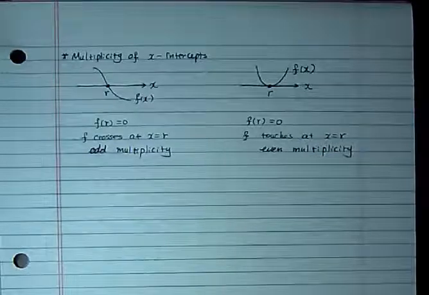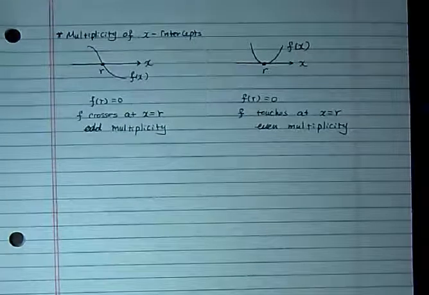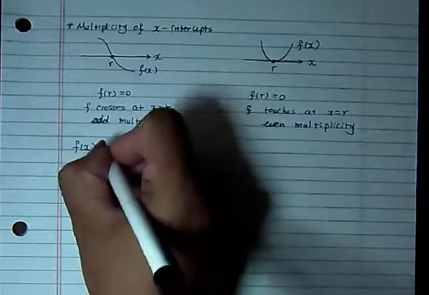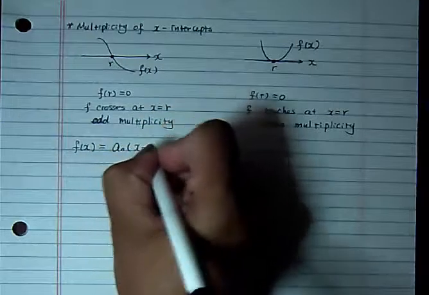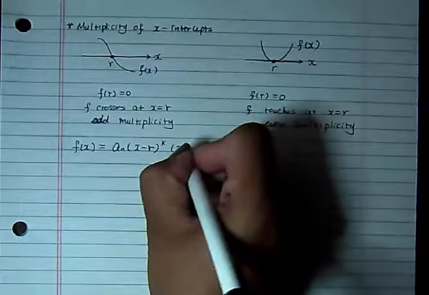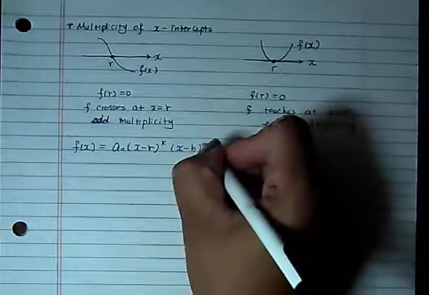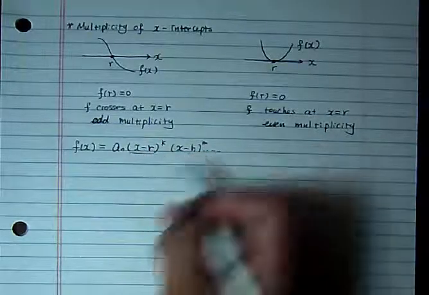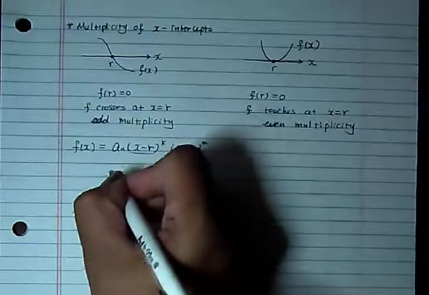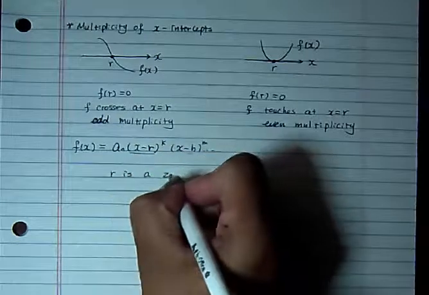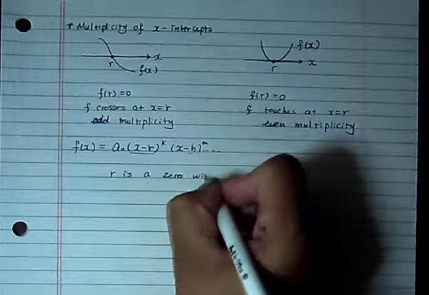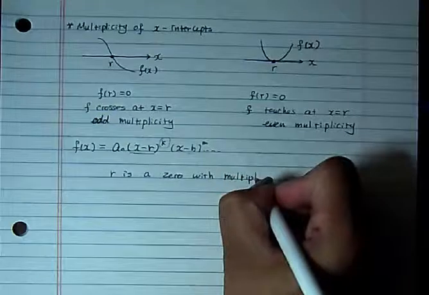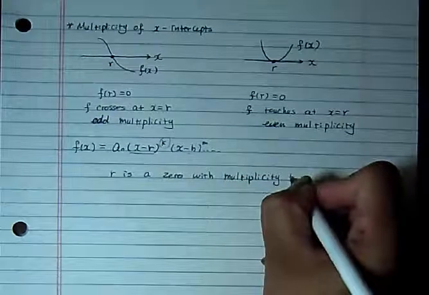Okay, then what really is the multiplicity? If I have a function, f is a polynomial, and I can factor that completely, it looks like a_n times x minus r to the k power times x minus h to some power, maybe m power. Okay, so those are zeros. So for instance, this one, r is a zero with the k power, that's the multiplicity, with multiplicity k.